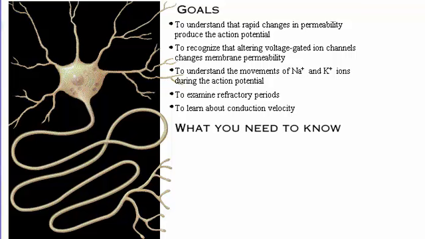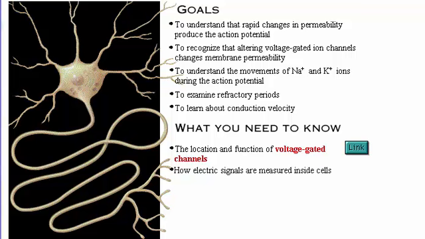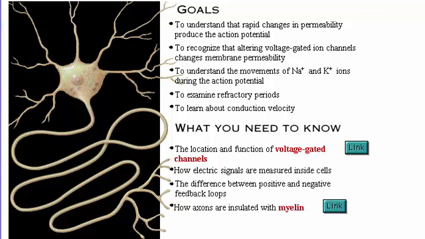Here's what you need to know: the location and function of voltage-gated channels, how electric signals are measured inside cells, the difference between positive and negative feedback loops, how axons are insulated with myelin.